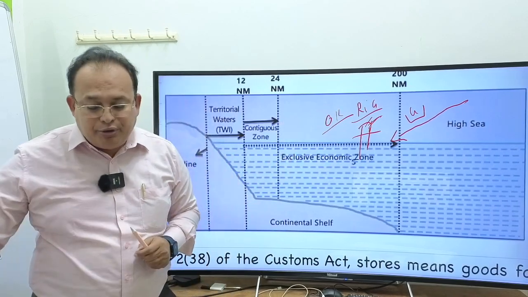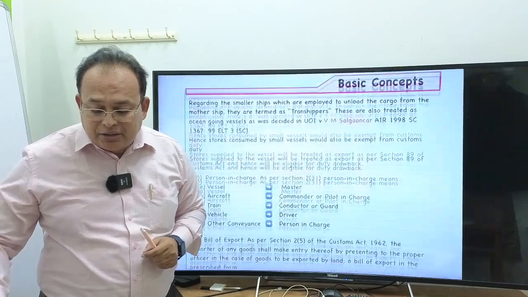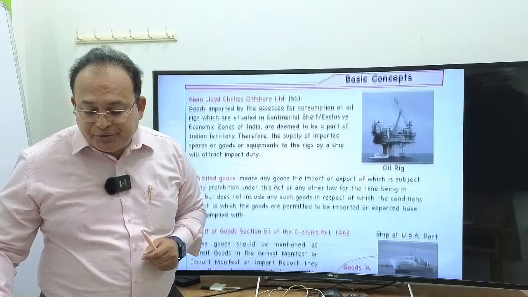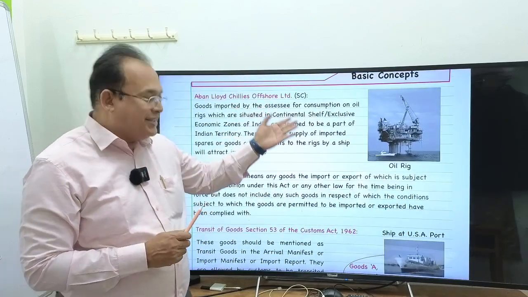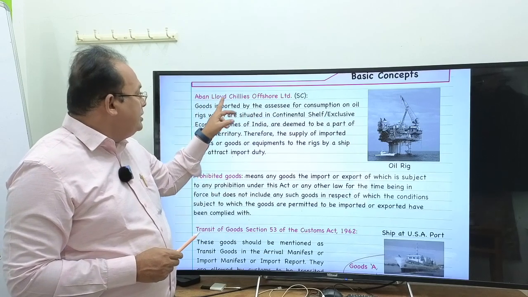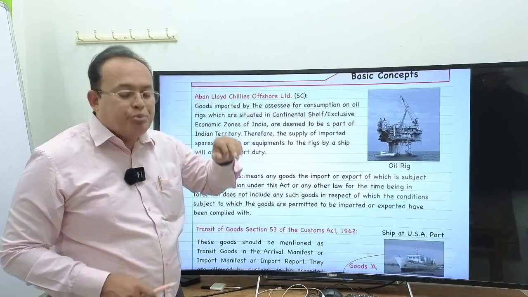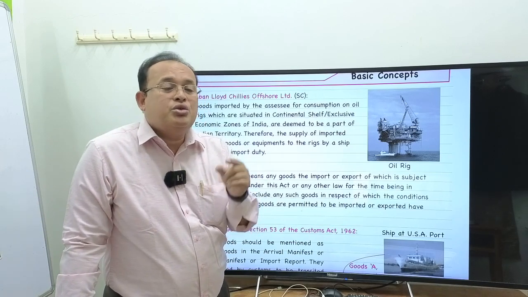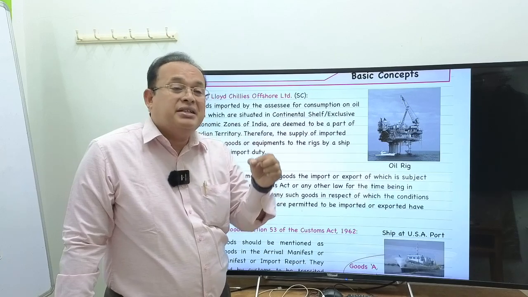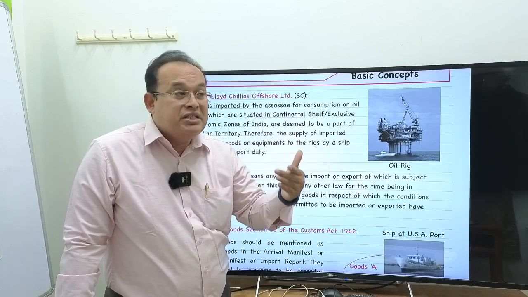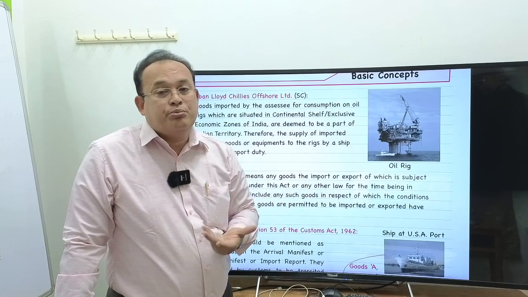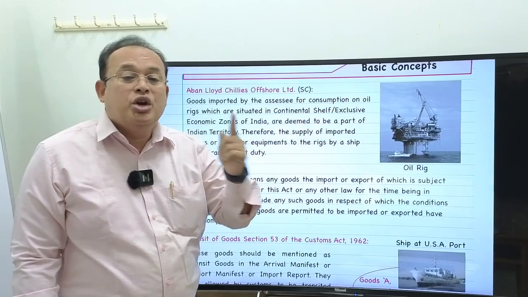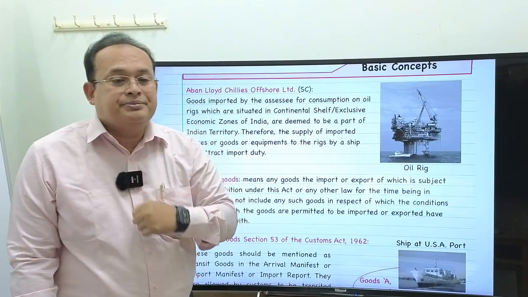The matter got disputed and went to the Supreme Court of India, in the case of Aban Lloyd Chiles Offshore Limited. The Supreme Court said, in the given case, hey Mr. Importer, since you have an oil rig within the deemed territory of India, which extends up to 200 nautical miles, it is import into India only. You are liable to pay import duty. The department's claim is justifiable; your claim is not.